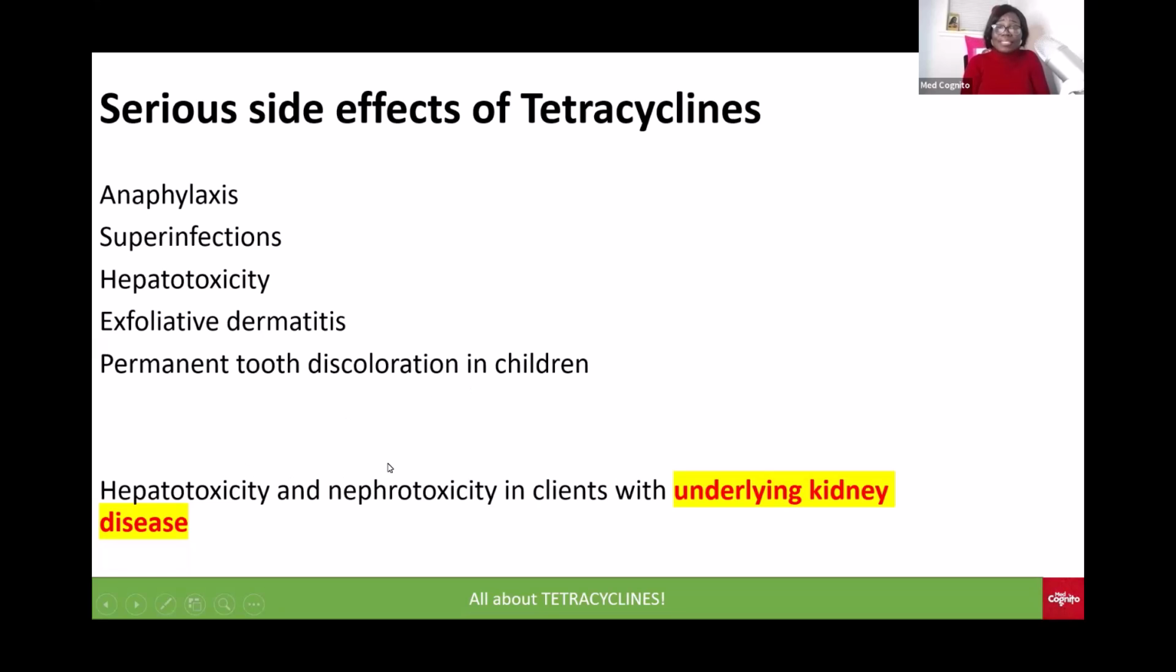And remember that in clients with underlying kidney disease, it can affect the liver and it can affect the kidneys as well. So tetracycline can be toxic to the liver and toxic to the kidneys. So we'd want to avoid using tetracycline in a client with kidney impairment. So take note of this important NCLEX tip.